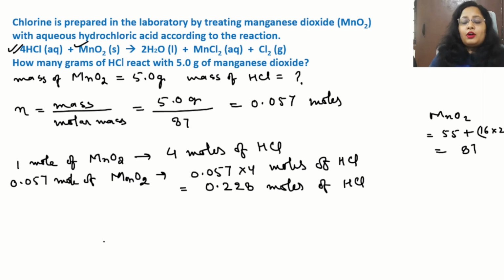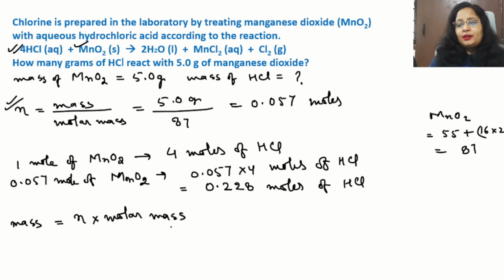So now we got the value of number of moles of HCl used in this reaction. Now the next step is to convert this number of moles of HCl to the grams, and that will be our answer. So for that again we will use the same formula but in a different way. Now here we need to find the mass. So we will multiply number of moles into molar mass. So we can write mass of HCl is equal to number of moles of HCl into molar mass of HCl.